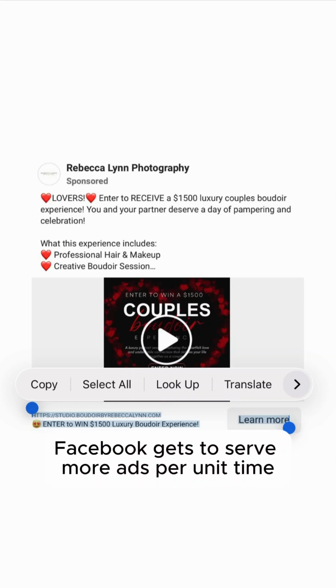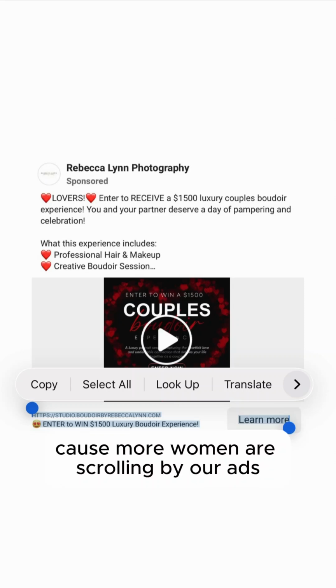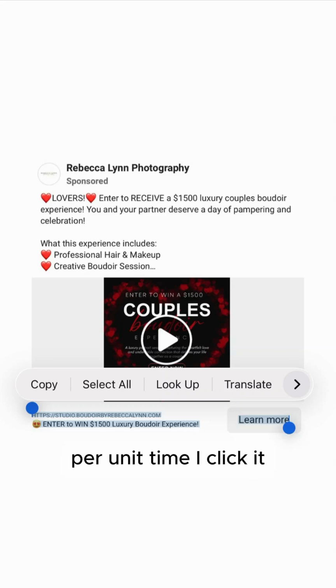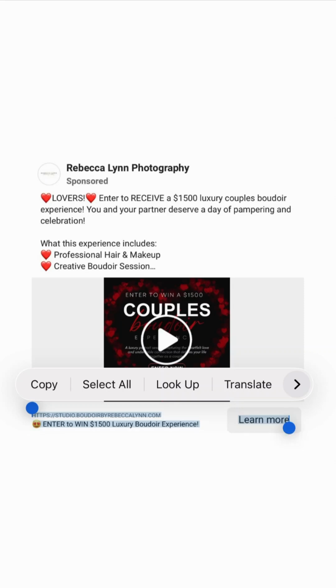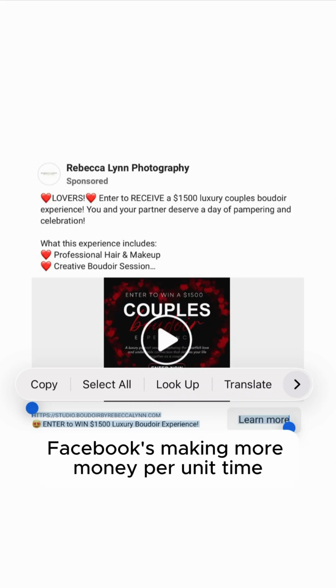And on the flip side, Facebook gets to serve more ads per unit time because more women are scrolling by our ads, not staying to click somewhere and read more. And so Facebook's making more money per unit time. We're losing more money per unit time.